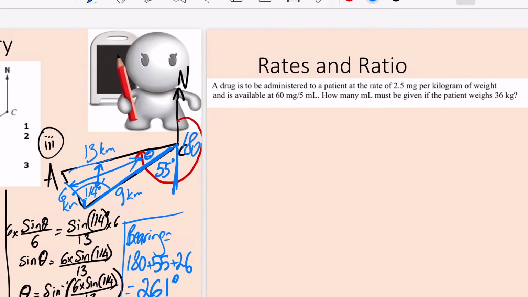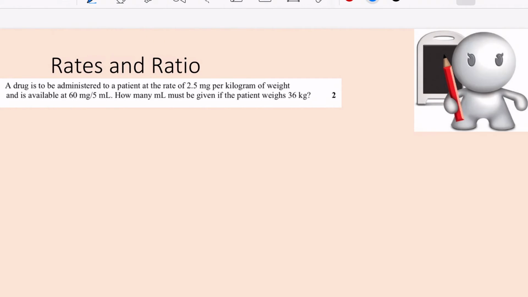Okay, still on the same topic of measurement, we now move on to rates and ratio. Let's have a read of our first question.